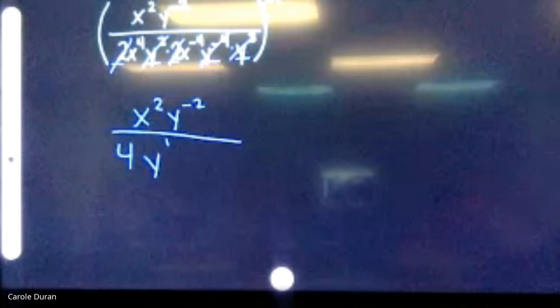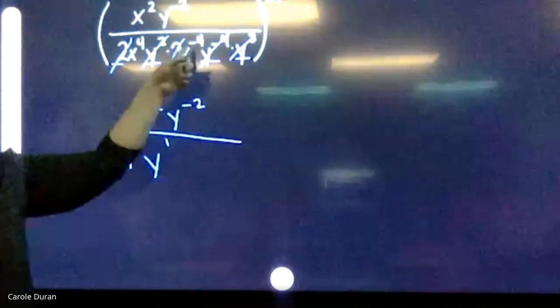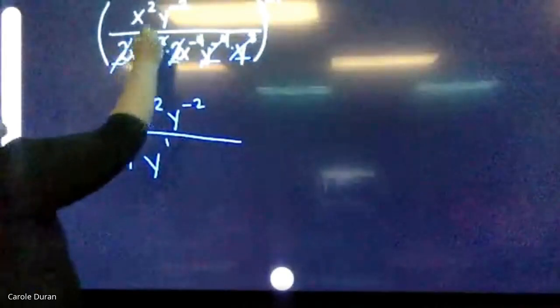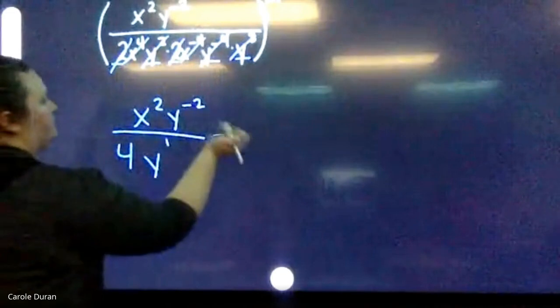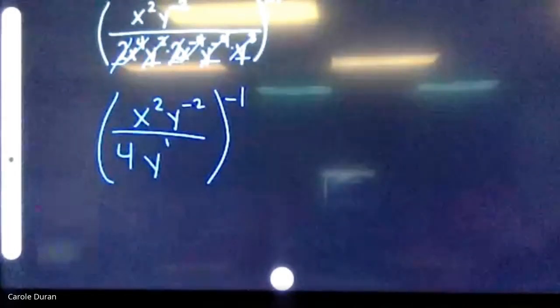Can I put my x's together as well? Yes. Emily, what is it going to become when I combine x to the 4th and x to the -4? Just x to the what power? 0. Okay, it becomes x to the 0 power because 4 plus a -4 becomes 0, and x to the 0 is just 1, so I can actually just cancel those out completely. And then all of that is raised to the -1 power still.